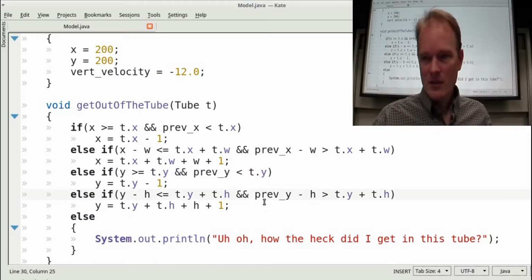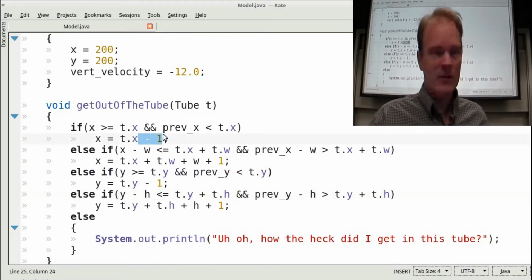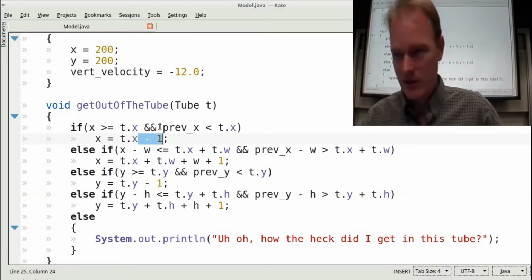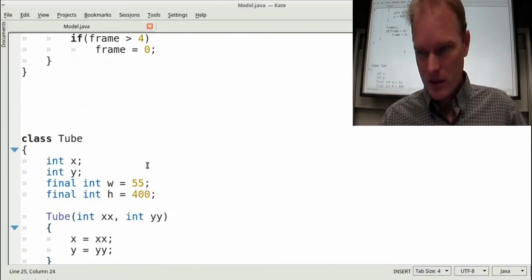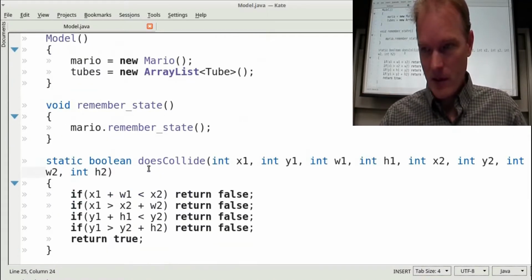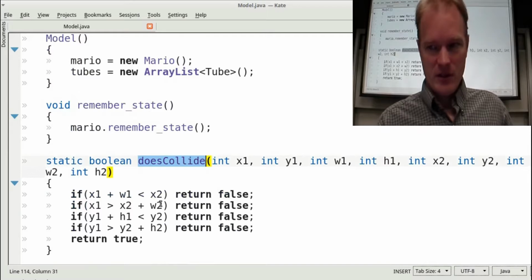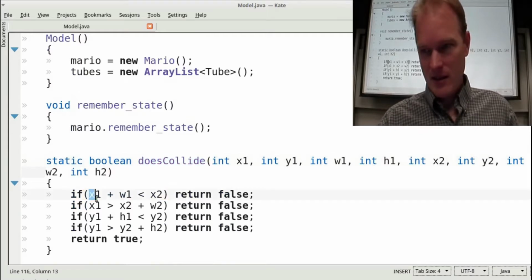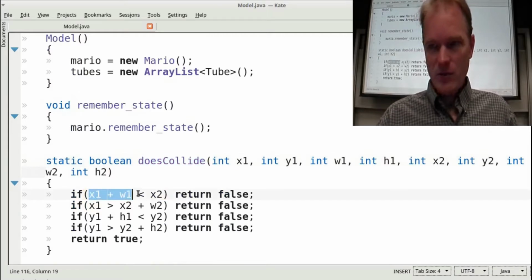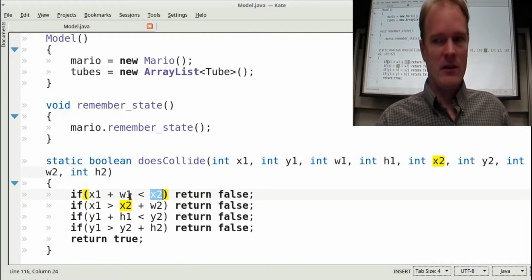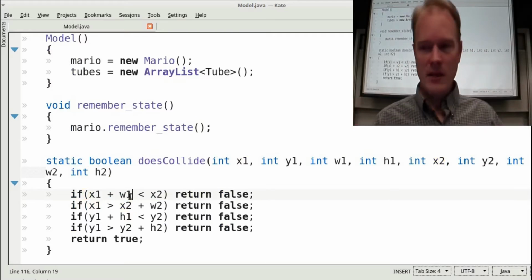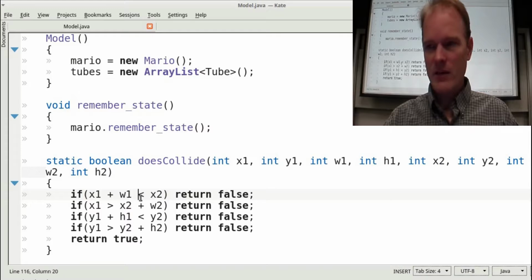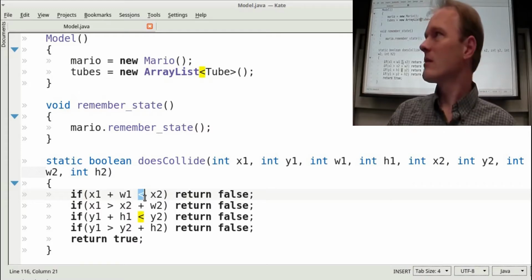Are these minus ones to account for the delay in how the program updates its values? The answer is no. This minus one is because I wrote my does collide function like this. I said, if x1 plus width is less than x2, then they're not colliding. If they're greater than, obviously they probably are colliding. But there is this case, what if they're equal to? Is that a collision or is it not?